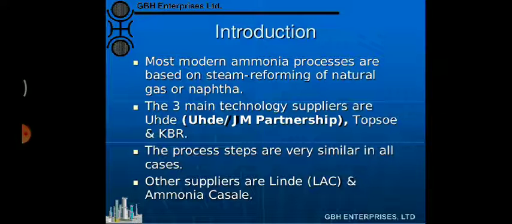Most modern ammonia synthesis processes are based on steam reforming of natural gas or naphtha. So the three main technology suppliers are Uhde, the Topsoe process and the KBR ammonia process. Okay, the process steps are very similar in all cases. The other suppliers are the Linde process and other ammonia synthesis processes.